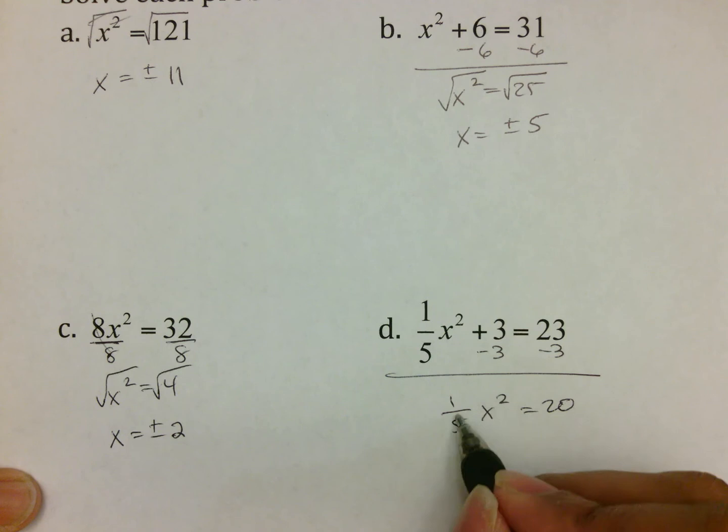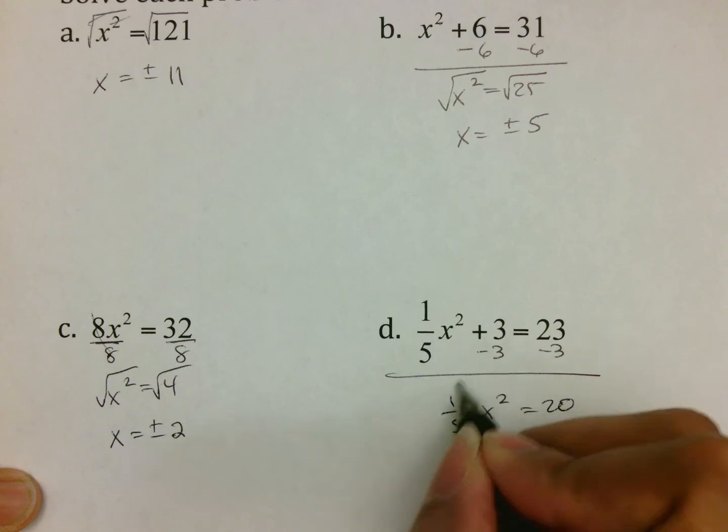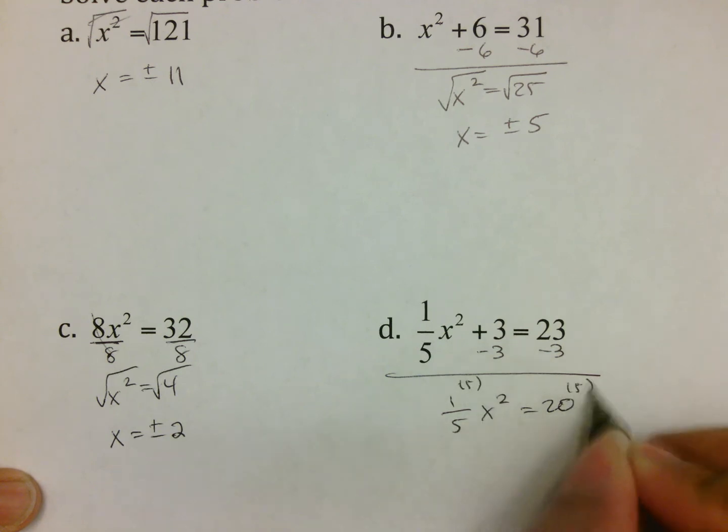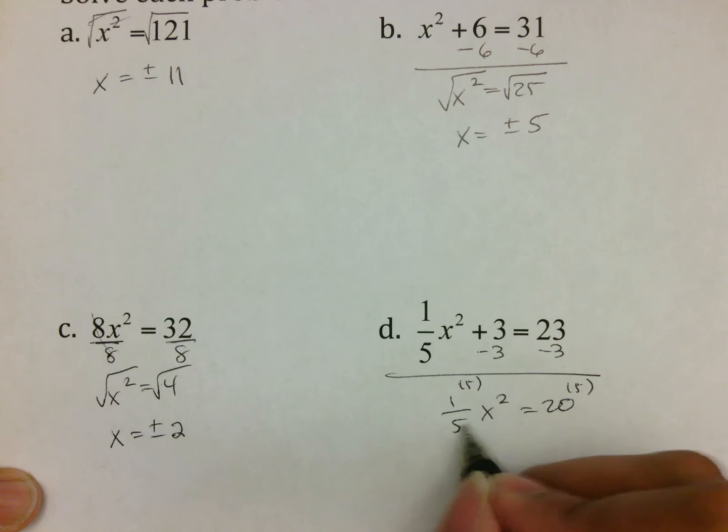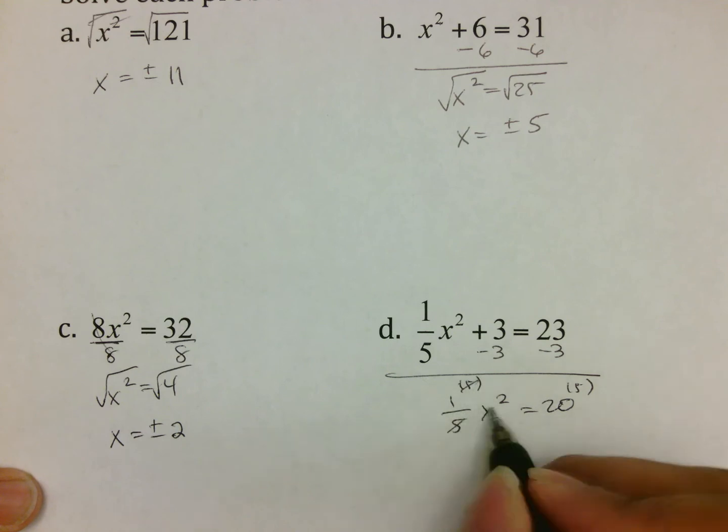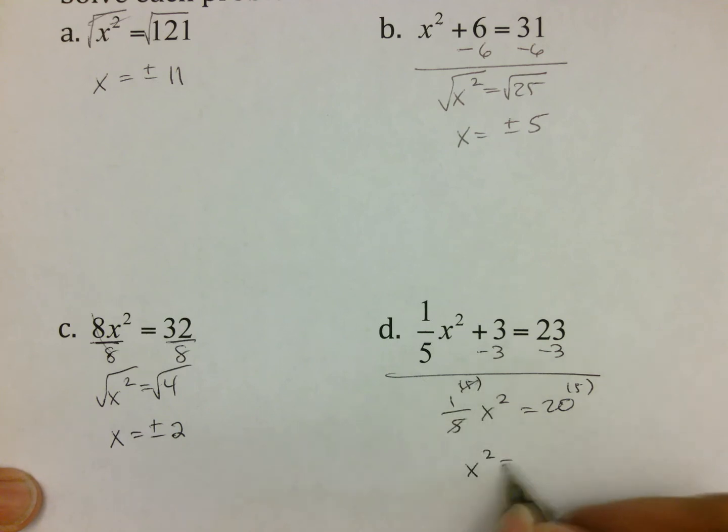Again, exponents are stronger than multiplication or division, so we get rid of this 1/5 because 5 is on the bottom by multiplying by 5. Again, the 5's cancel out. There's no need to bring down the 1. We just simply bring down x squared equals 100.